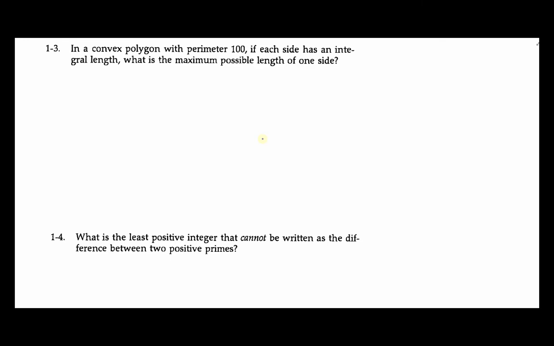Okay, let's read number 3 together. In a convex polygon with perimeter 100, if each side has an integral length, what's the maximum possible length of one side? So we have a polygon with a perimeter of 100, and we would like to find the maximum length of one side. So let me start out with an easy example.